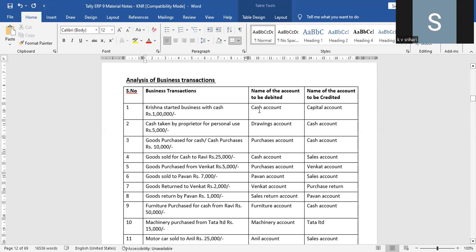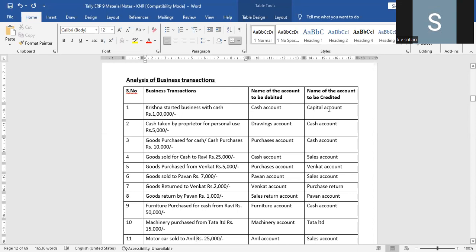In the next one, who will give that amount? Krishna will give that amount. Krishna is a receiver or giver? Giver. So you enter it on the credit side. But here you mention the capital account only. Why are you not writing Krishna? It is a representative name. That is the reason you enter it into the capital account. So debit is the cash account, credit is the capital account.